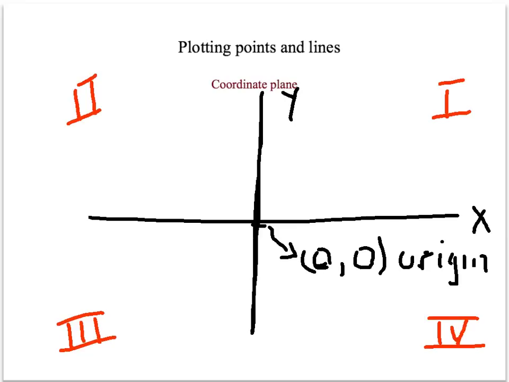First of all, let's figure out where we have our positives and where we have our negatives. For the x-axis, it's positive to the right. It's negative to the left of the y-axis. The y-axis is positive up, and it's negative below the x-axis.